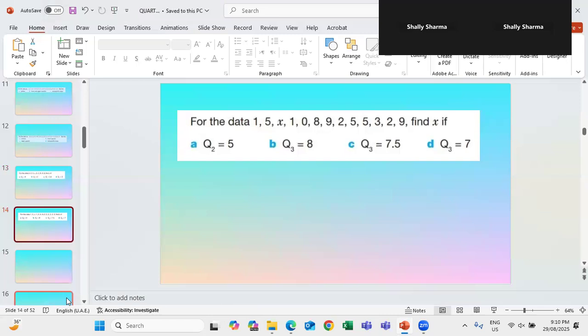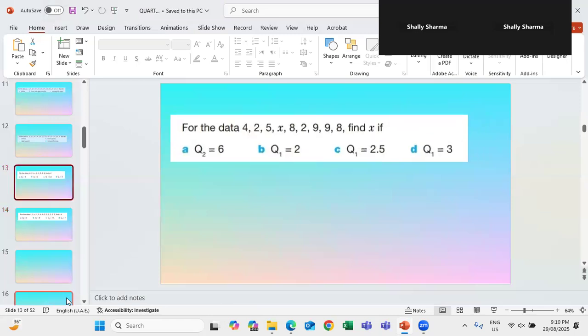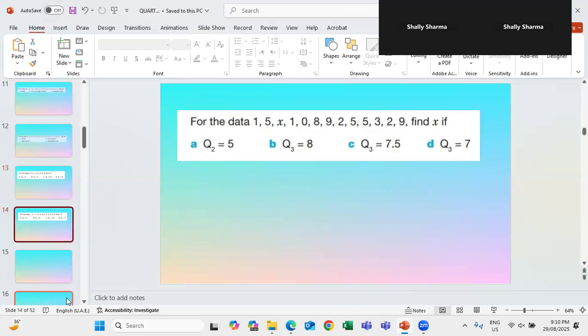The only difference for the next question is here you have been given Q2. In the previous question, it was Q2 and Q1. And in this question, it is Q2 and then you have Q3. So I will be discussing one of these questions, let's say Q3, and then the rest you can try. So we have 1, 5x and all that. So first thing, we need to arrange the data.